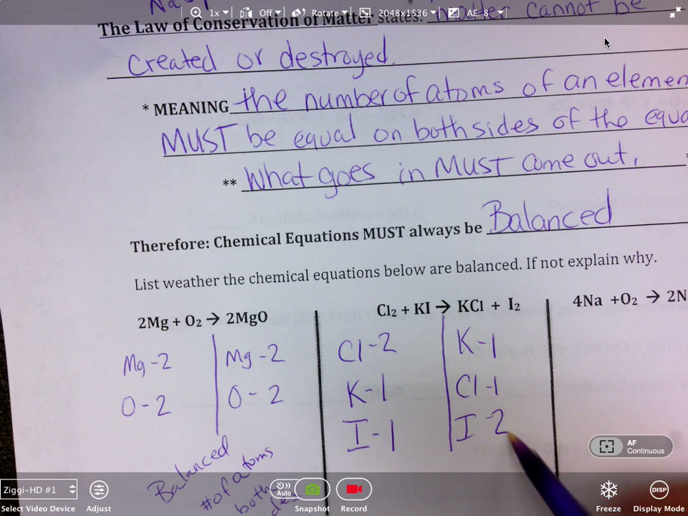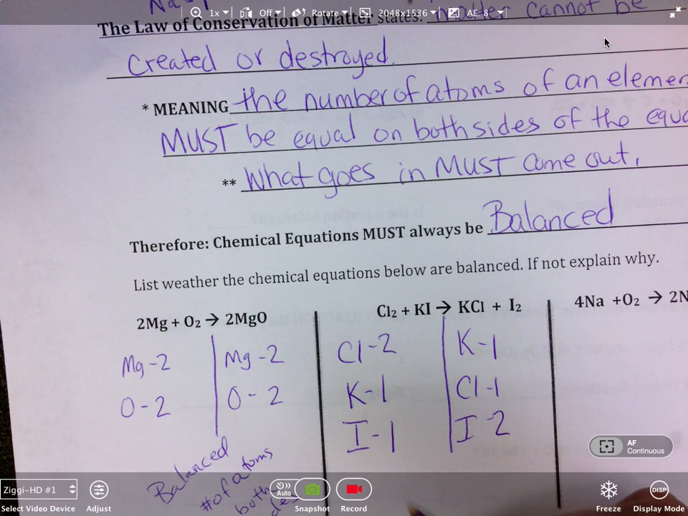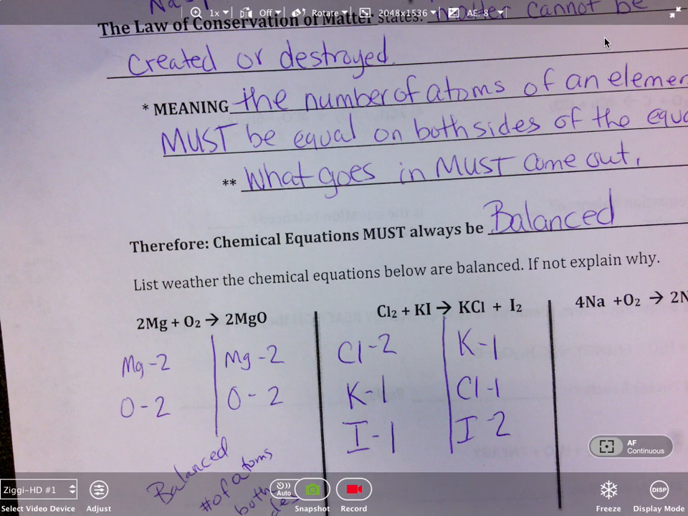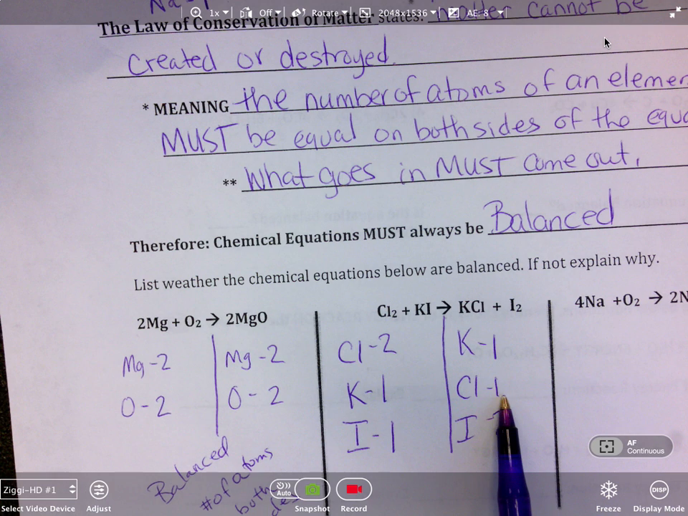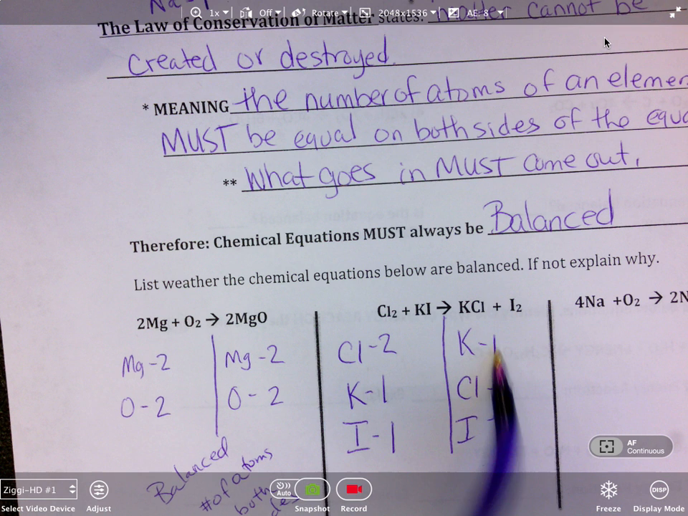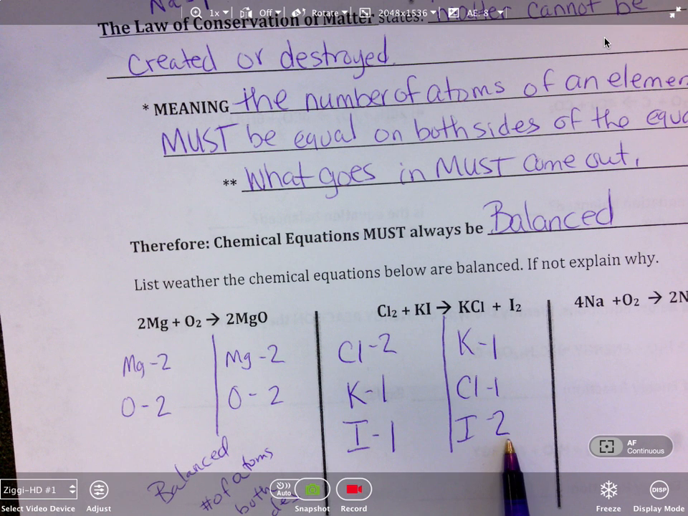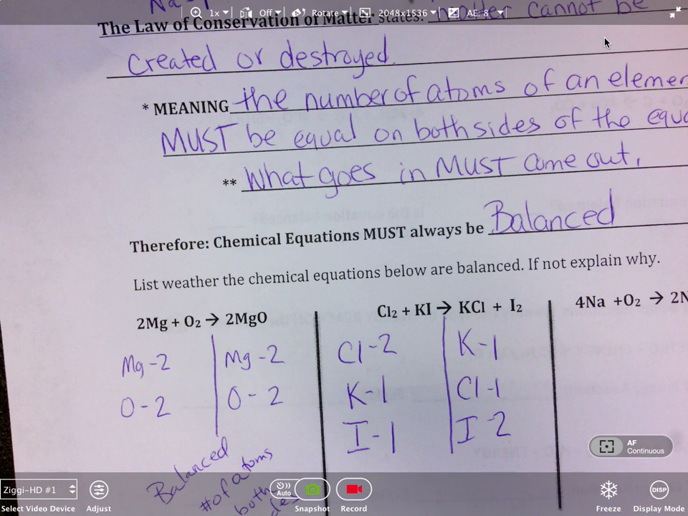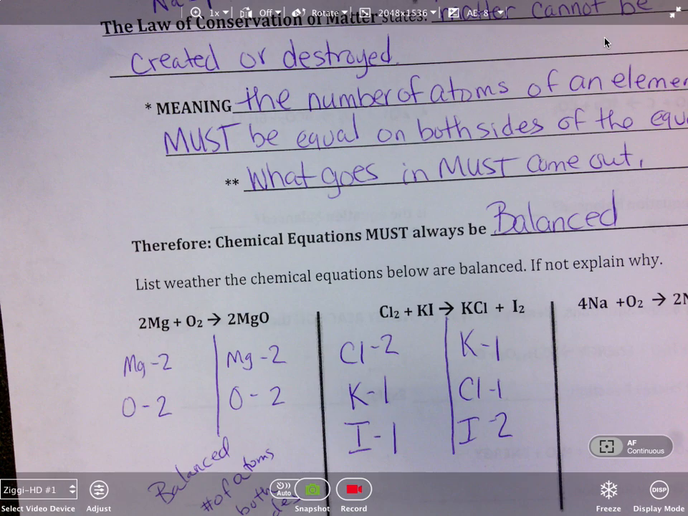Two. Two. Is it balanced? Well, we have two chlorine and one chlorine. We have one potassium and one potassium. We have one iodine and two iodine. Is that balanced? Yes. It doesn't matter if the total is still four.